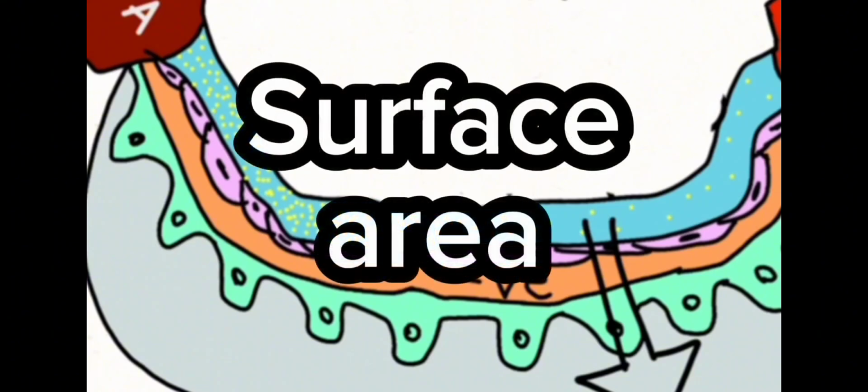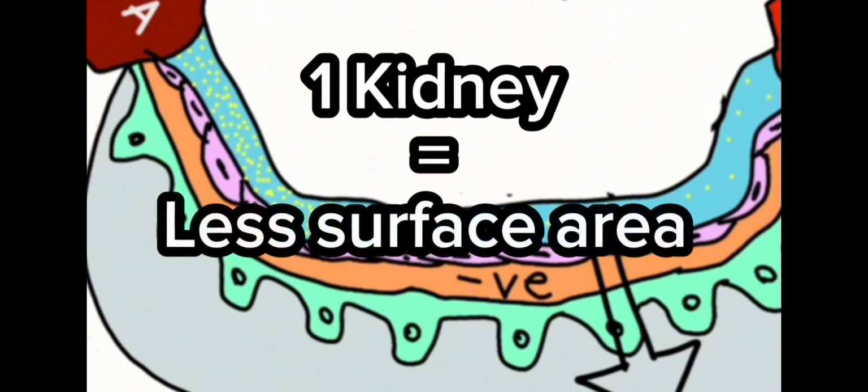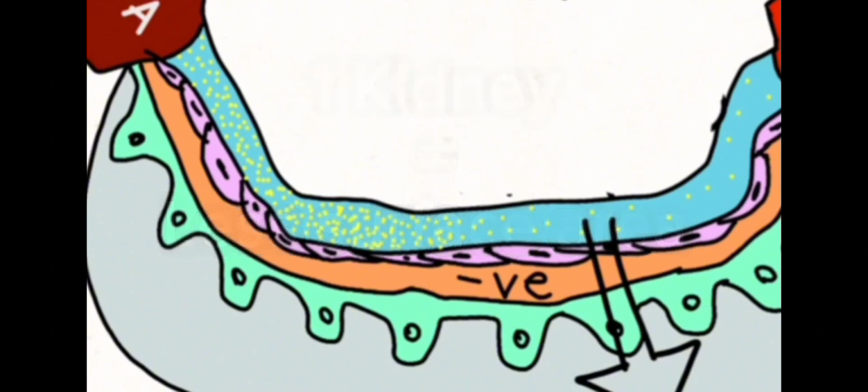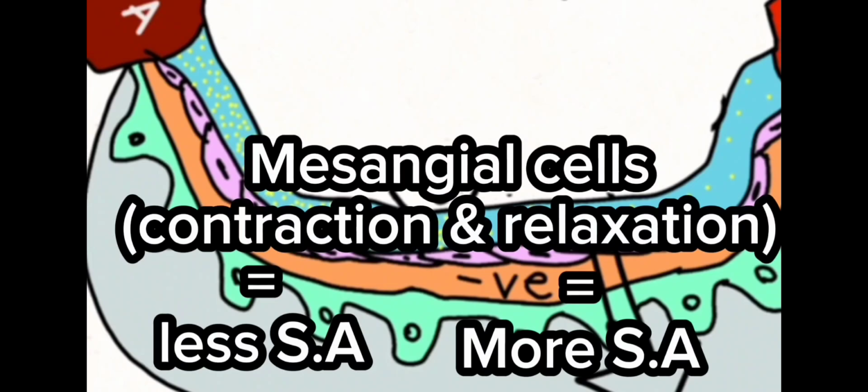Now into surface area. It's not just about how wide the capillaries are. We are talking about the total filtration surface area of both kidneys. If one kidney is not working properly, the overall surface area drops, and so does the glomerular filtration rate. And here's a cool fact. Mesangial cells, yes, those cells in the glomerulus, can actually control surface area. They can contract to reduce surface area, or they relax to expand the surface area, adjusting how much filtration happens.